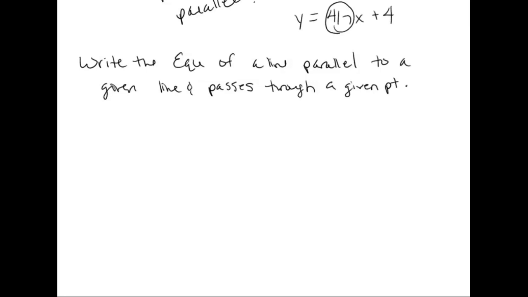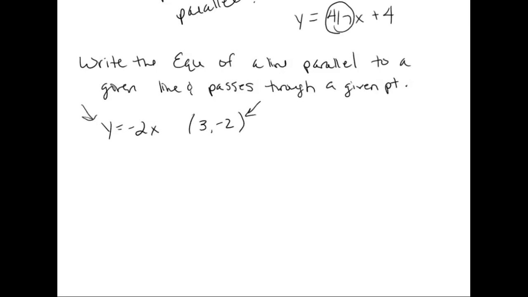So you're going to be given a function, let's say y equals negative 2x, all right? And you're going to be given a point, (3, -2). And now we want to write the equation of a line that is parallel to the line given and also goes through this point. All right, we actually have the skills to do this.